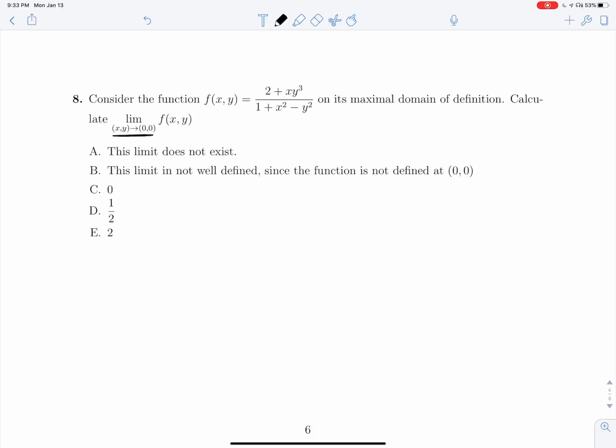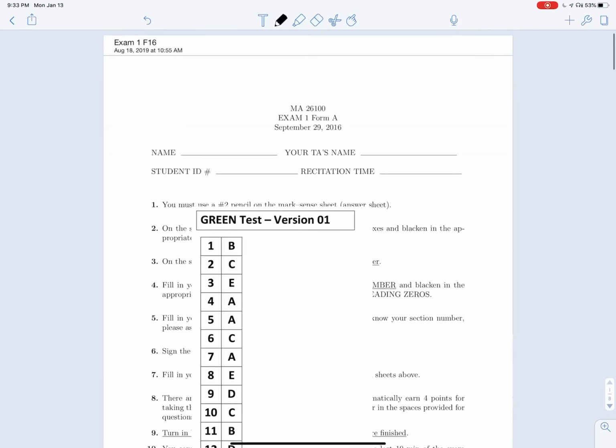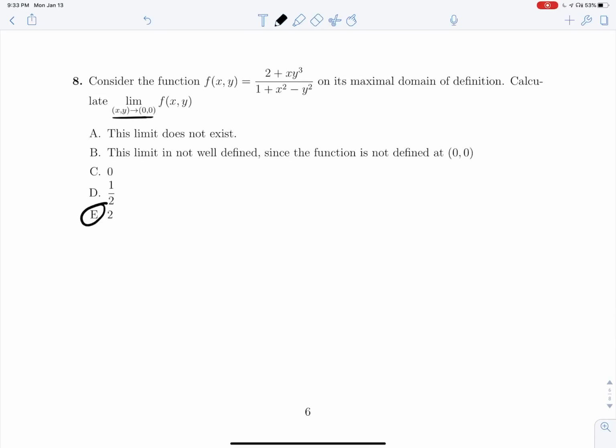And what do we get when we plug in 0, 0? We get 2. And just to check, because it would be hilarious if I still got it wrong. Yeah, it turns out that 2 plus 0 over 1 plus 0 is actually equal to 2.